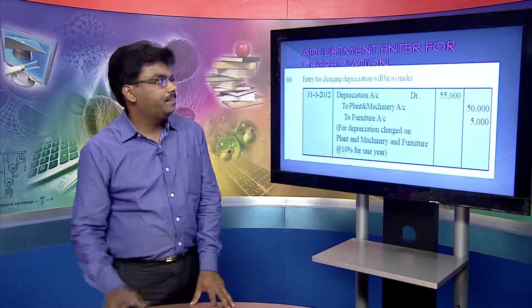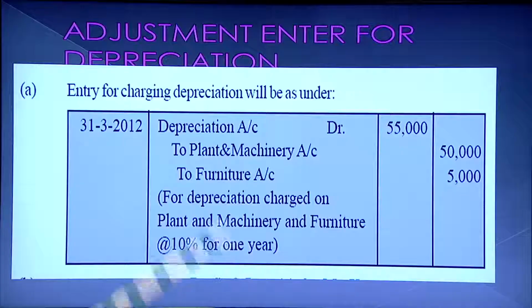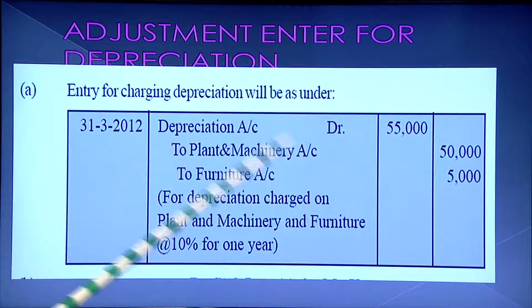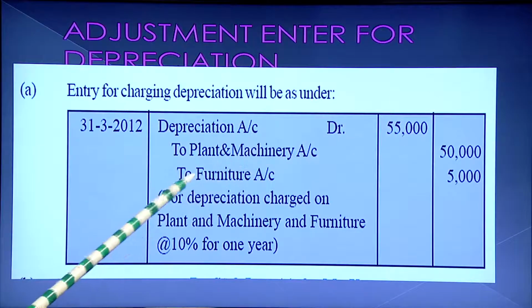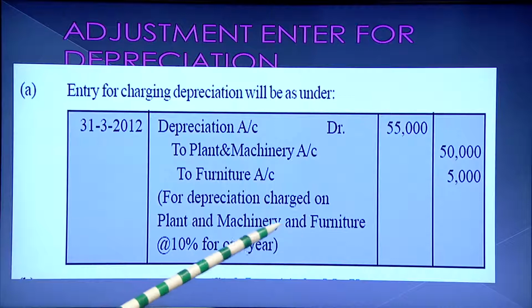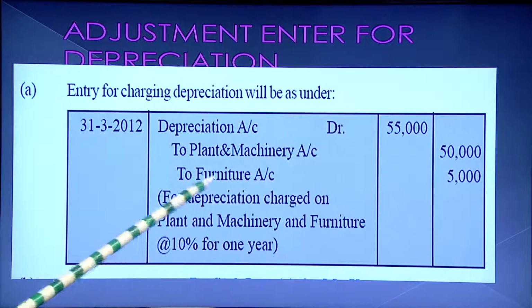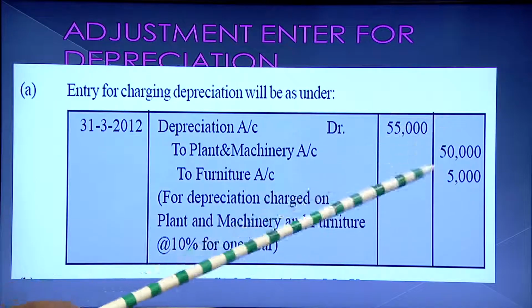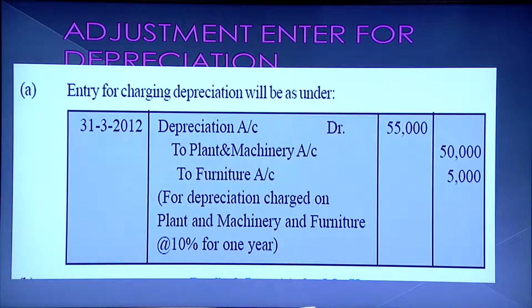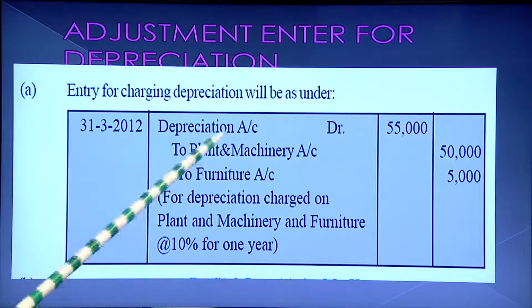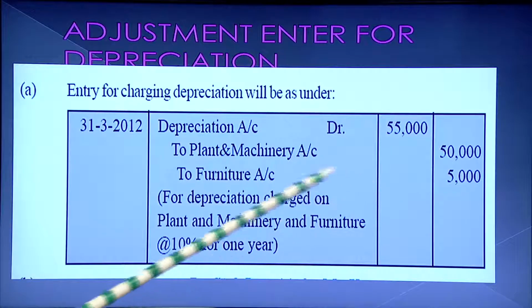The accounting treatment: we will pass one adjustment entry, that is depreciation account debit to plant and machinery account and furniture account. As I told you, the total depreciation on plant and machinery is rupees 50,000 and total depreciation on furniture is 5,000. So, that means total depreciation is rupees 55,000. So, we debited depreciation account 50,000 and credited plant and machinery account by rupees 50,000 and furniture by rupees 5,000.